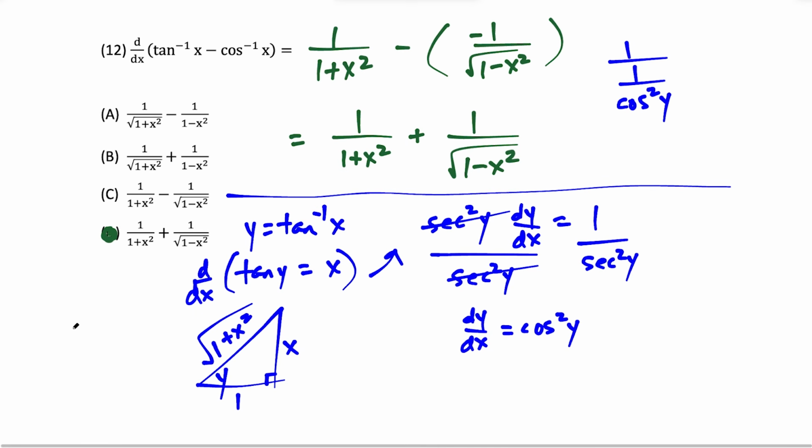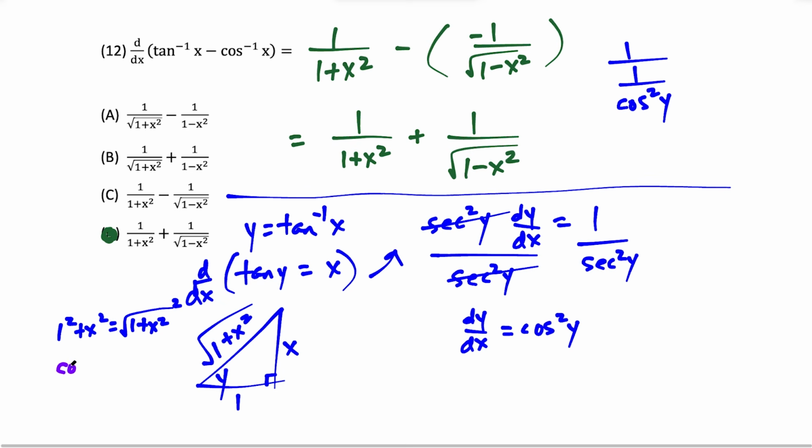If I say 1 squared plus x squared, this is equal to the hypotenuse, radical 1 plus x squared, squared, like this. Okay, so that's how we're getting this part. And the reason why we're finding the hypotenuse is it's going to help us find cosine of y. So now we'll have cosine of y is equal to, and the side adjacent to y is 1, over the hypotenuse, which is the square root of 1 plus x squared. And now this is going to help us find our derivative dy/dx.